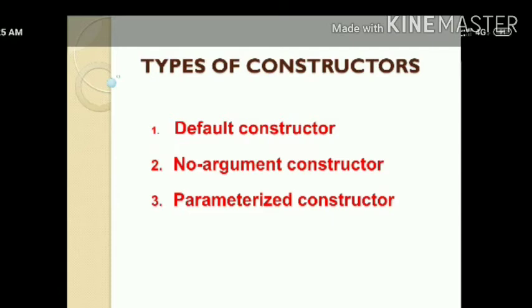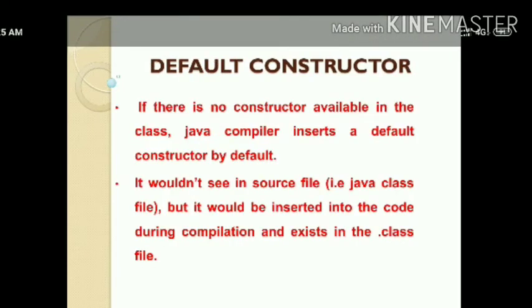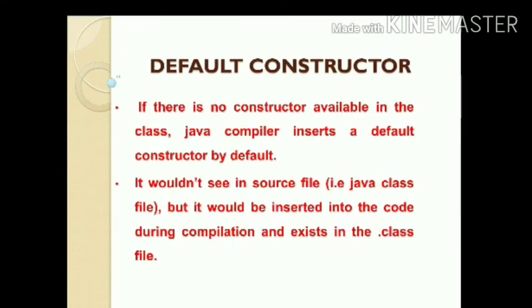Next we'll see types of constructors. The first one is default constructor, second one is no argument constructor, and the third type is parameterized constructor. In some cases, the no argument constructor is also represent default constructor. Now we'll see one by one.